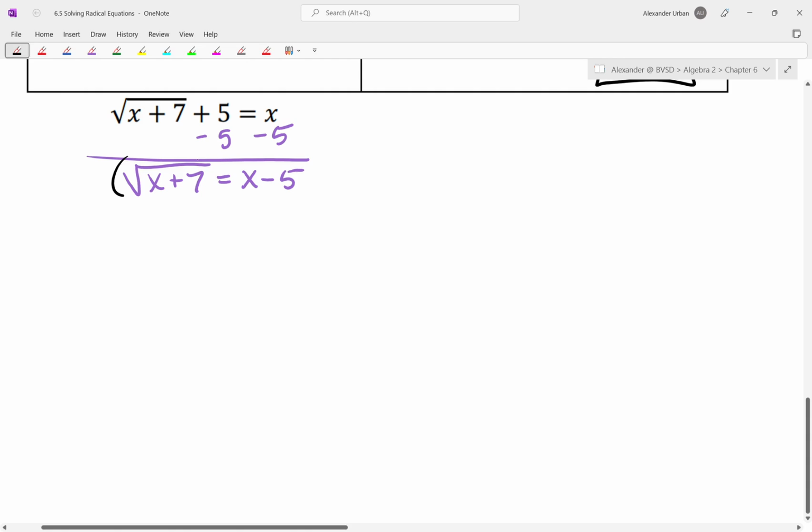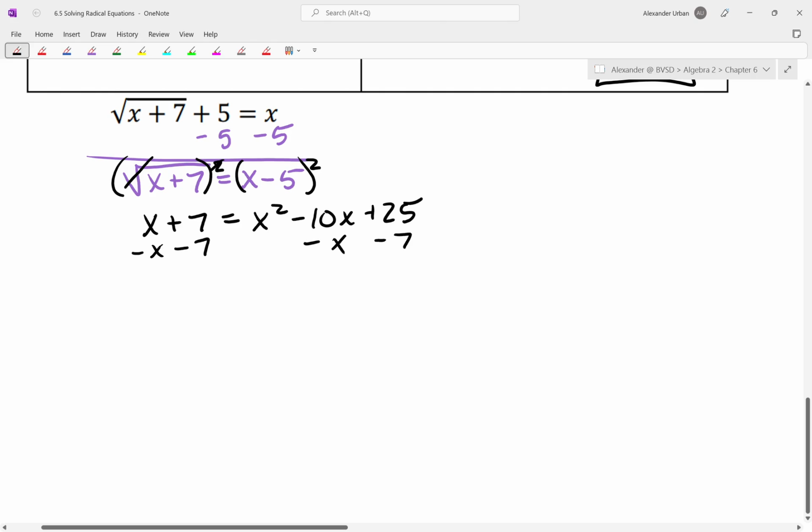The only way to eliminate the square root is to square both sides, and we end up in the same conundrum from up above. The square and the square root cancel out. X plus 7 is left on the left side, and then we'll FOIL this out or distribute this out to be x squared minus 10x plus 25. Subtract an x from both sides and a 7 from both sides to get it set equal to 0. So now I have 0 equals x squared minus 11x plus 18.